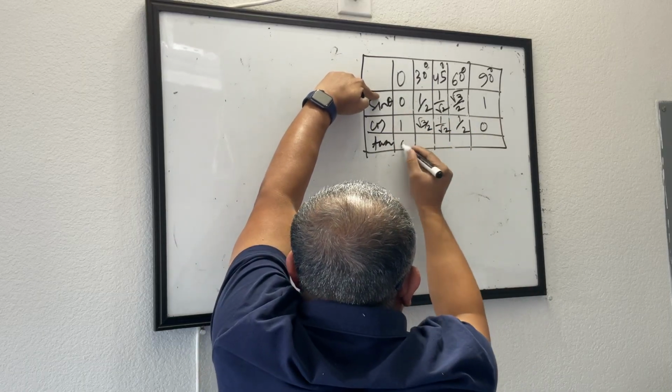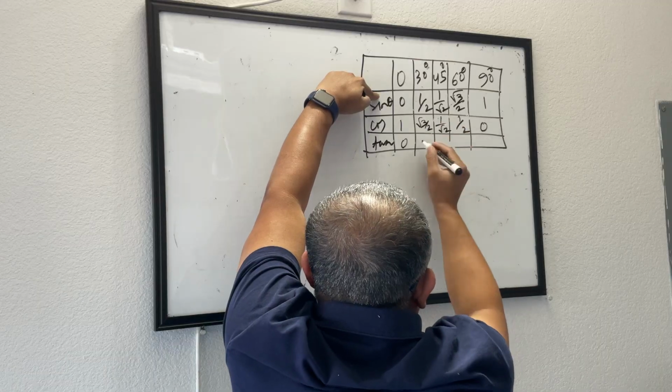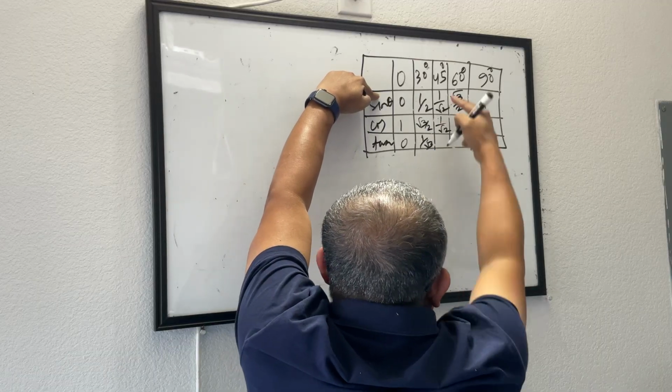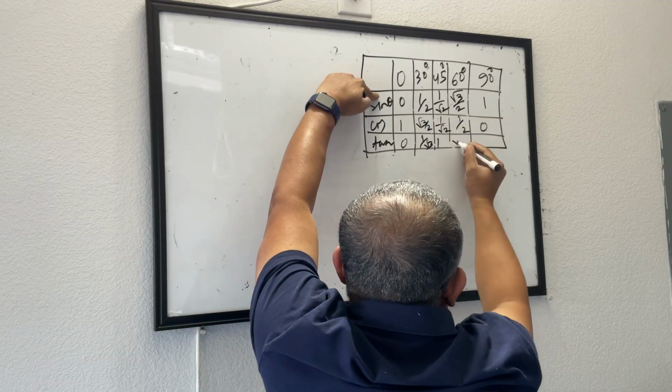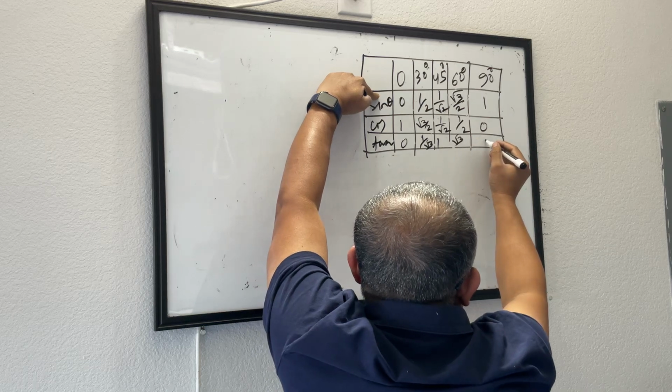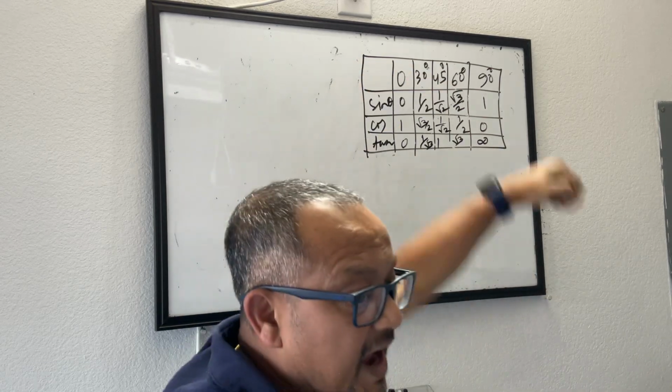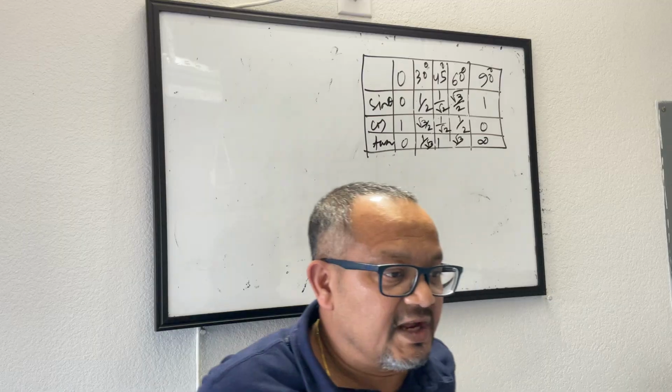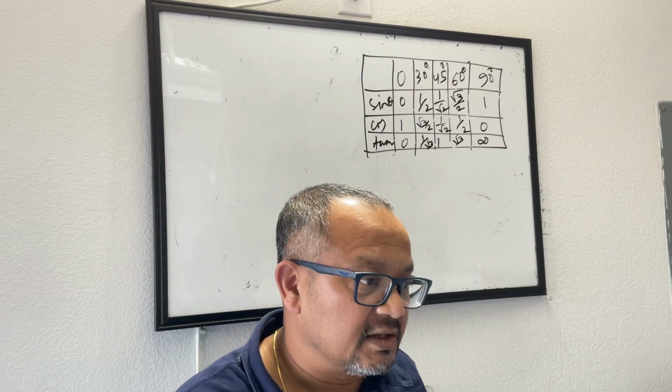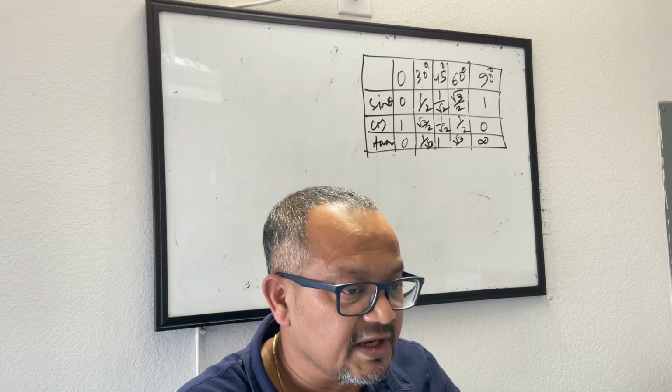So 0 over 1 is 0. 1 by 2 becomes 1 by root 3. This becomes 1. This becomes root 3. This becomes undefined.